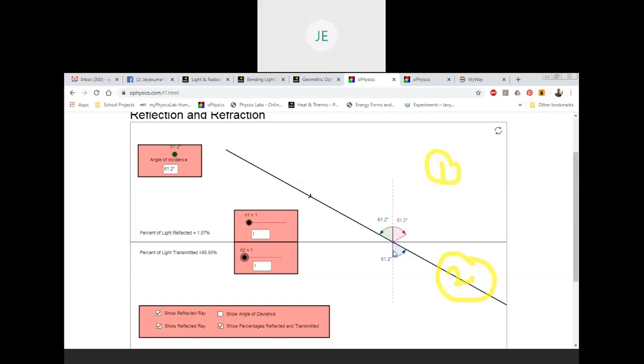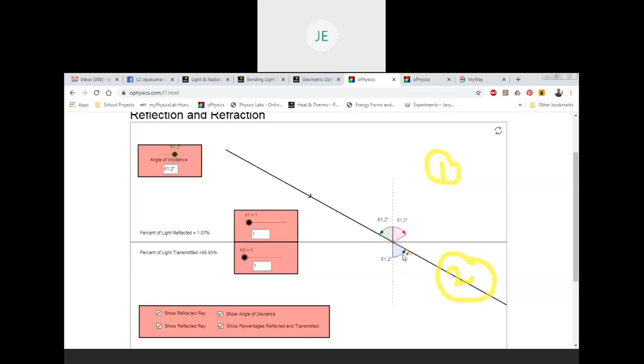First of all, I am taking the initial condition. Here the refractive index is 1, and here also I am taking 1. That means it indicates the same medium, and when light passes through the same medium, it will not bend. You can see 61.2 is the incident angle. The reflected angle is also 61.2.